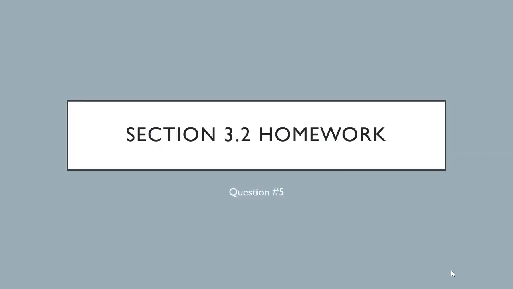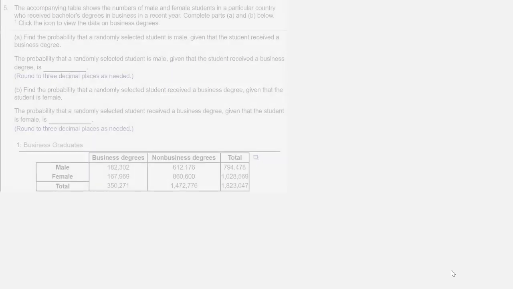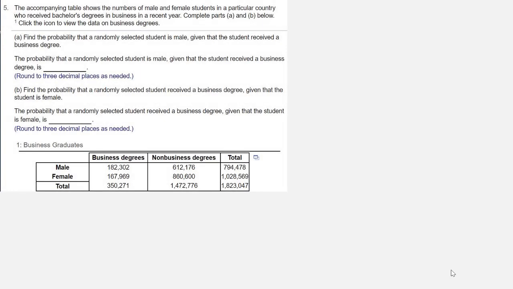Okay, we're in homework for section 3.2, looking at question number 5. So let's look at the statement of the problem. Now, if you've looked at any of the other homework problems, 1 through 4, this one looks a little bit different, and that's because it has multiple parts.